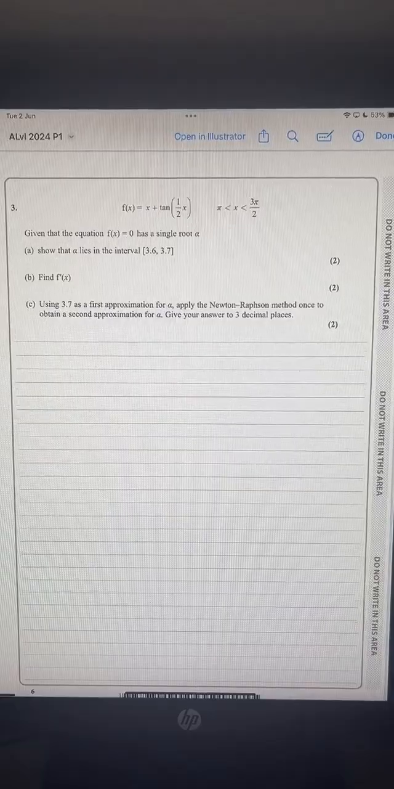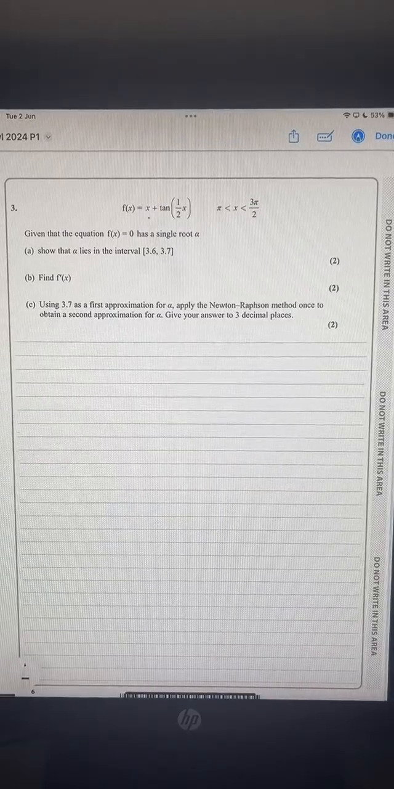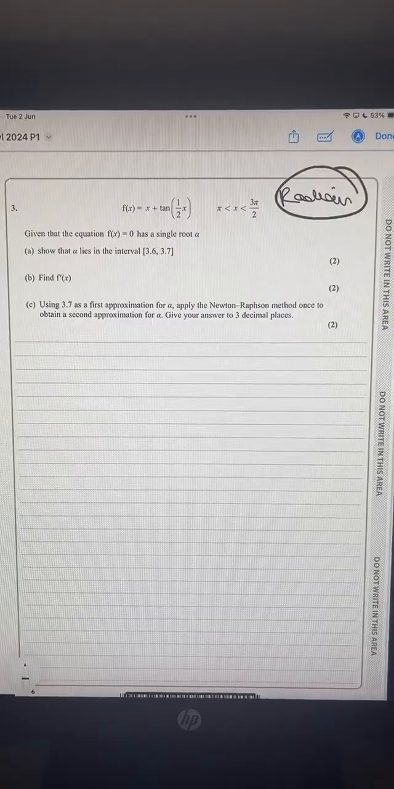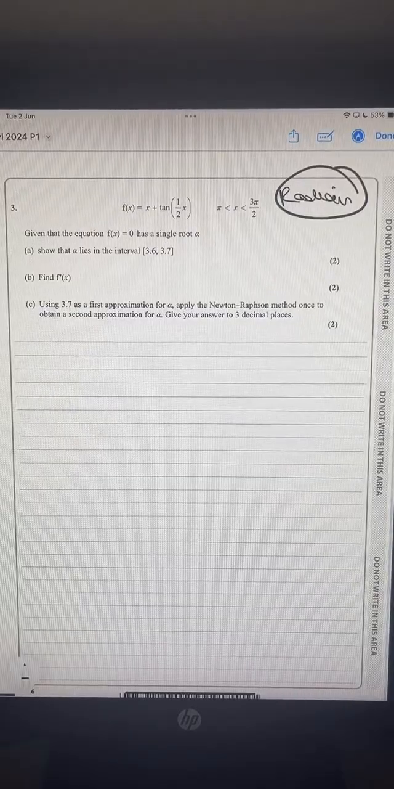Cool. They're giving me another function: f of x is equal to x plus tan half of x, where x is between pi and 3 pi over 2. I'm dealing with radians, so I make a note of that, and I make sure my calculator is in the right mode.